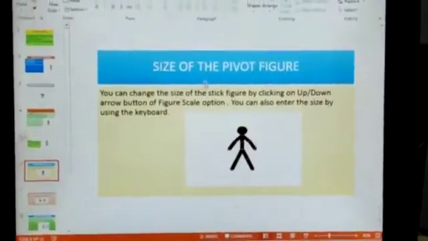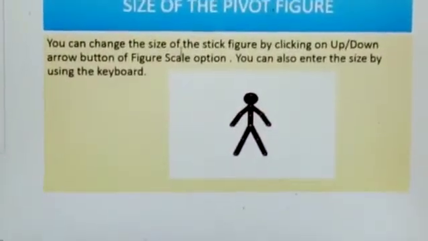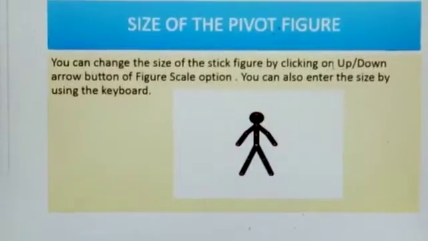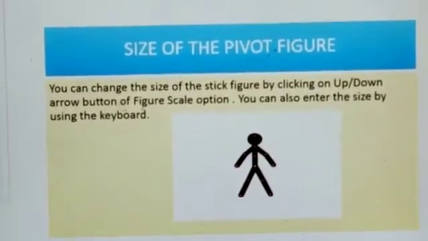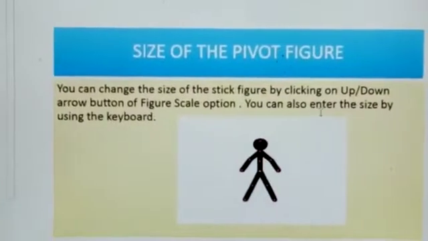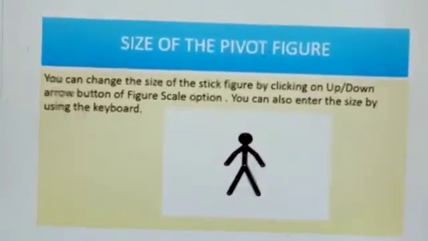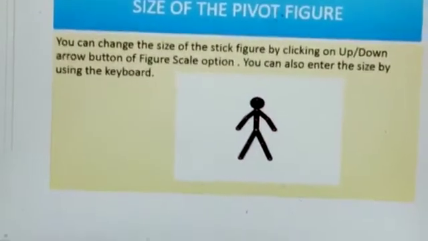Now we will learn the size of pivot figure. You can change the size of the stick figure by clicking the up and down arrow buttons of the figure scale option. You can also enter the size by using the keyboard. Now I will show you, children.